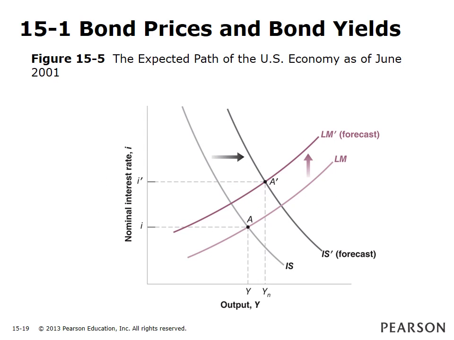Figure 15-5 shows the expected path of the U.S. economy as of June 2001. Investment spending was expected to rise. The tax cut of May 2001 was expected to increase consumption spending. This would shift the IS curve to the right. In response, monetary policy was expected to tighten, causing LM to shift up. The short-term interest rate was expected to go up, making the yield curve upward sloping.